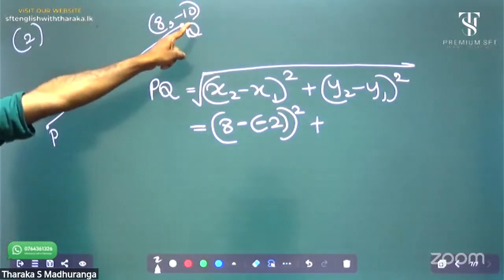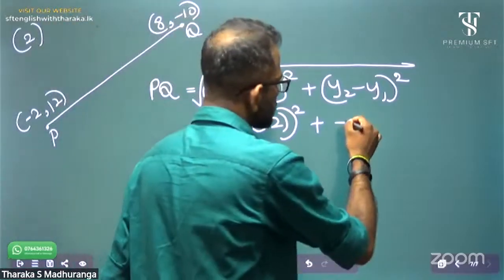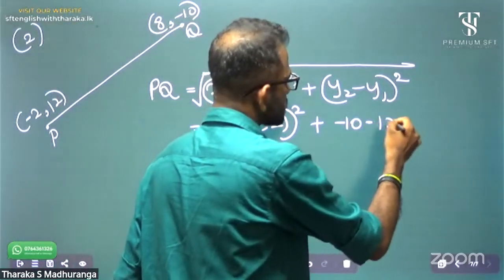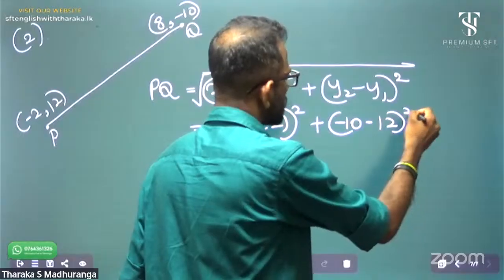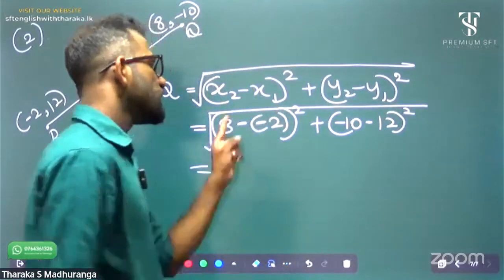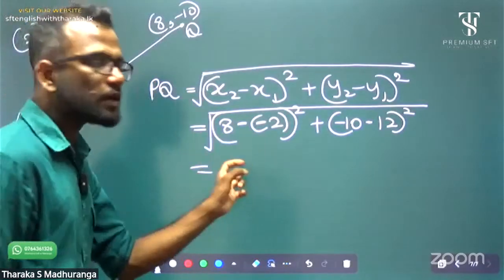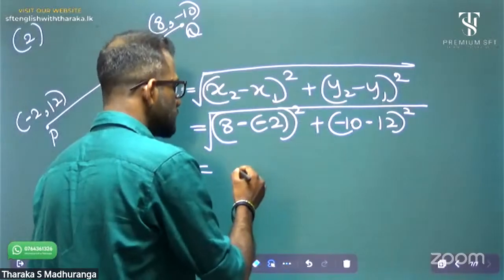Now you have to follow the same direction: minus 10 minus 12, square root. Now 8 minus minus, what happened? Minus minus is plus. 8 plus 2 is 10, squared is 100.